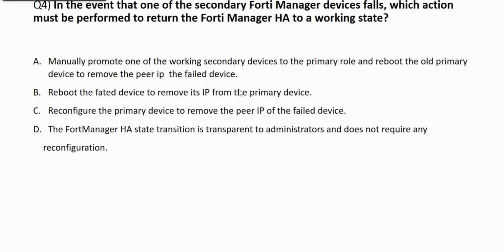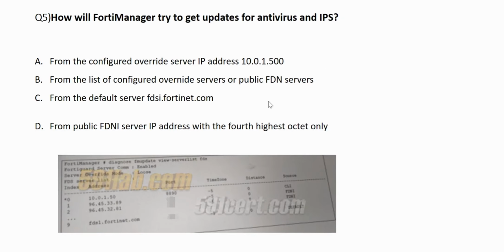And in the event that the secondary FortiManager device fails, which action must be performed to return the FortiManager HA to working state? Our last question today, how will FortiManager try to get updates for antivirus and IPS?